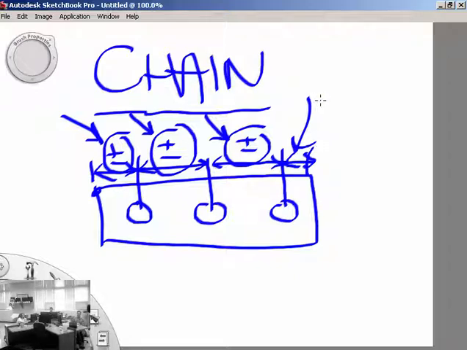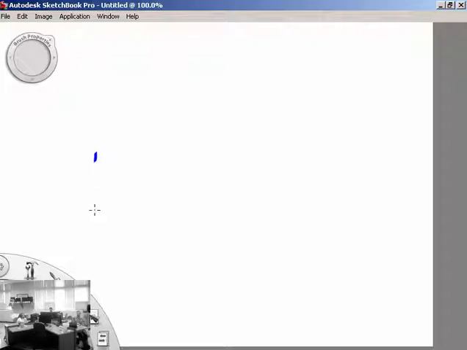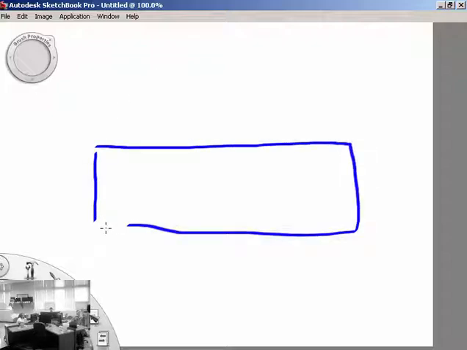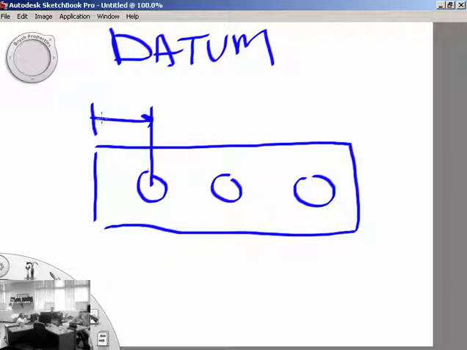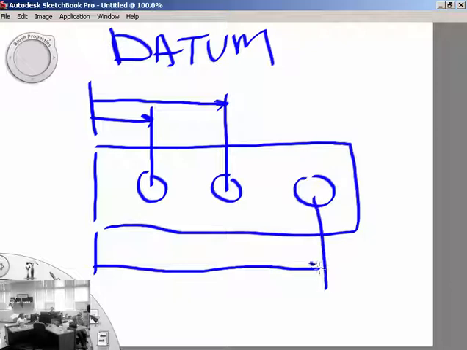Now, what's the opposite of chain dimensioning? Datum. So how do we do that? Well, datum dimensioning, pretty straightforward. You pick a datum. One edge of a surface is pretty typical, or maybe some node or something. You measure to here. You go back to that datum. You measure to here. You go back to that datum. Even though it's on the bottom, I'm still using the same datum. You measure to there, and then you get the overall length of the part to there.